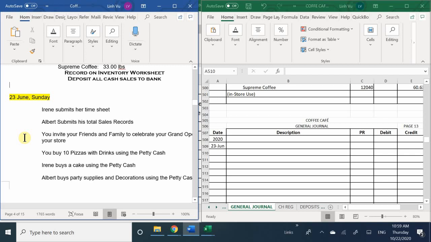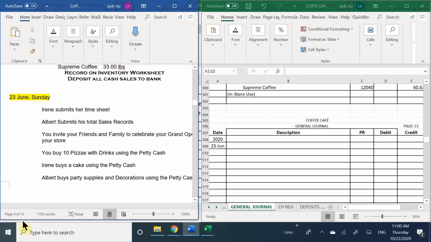There are a lot of happenings on that day. Irene submits her timesheet. Albert submits his total sales record. Invite friends and family for the celebration of grand opening. Expenses on pizza using the petty cash. Printing cake, petty cash. Buy supplies and decorations for the party.